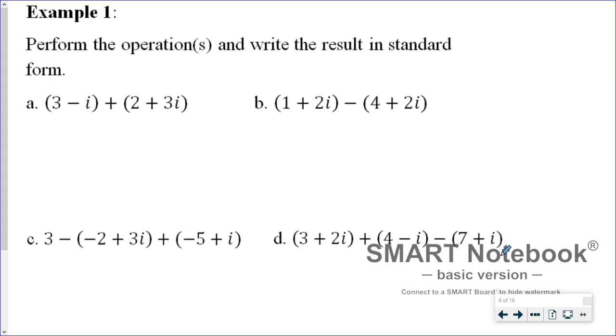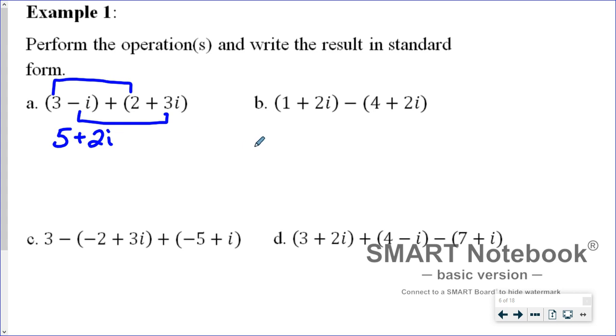Okay, so just some examples here. First, if we have 3 minus i plus 2 plus 3i, so we're adding. So we add the real parts. So 3 plus 2 is 5. And we add the imaginary parts. So this is -1 plus 3, which is +2. So plus 2i. That's it.